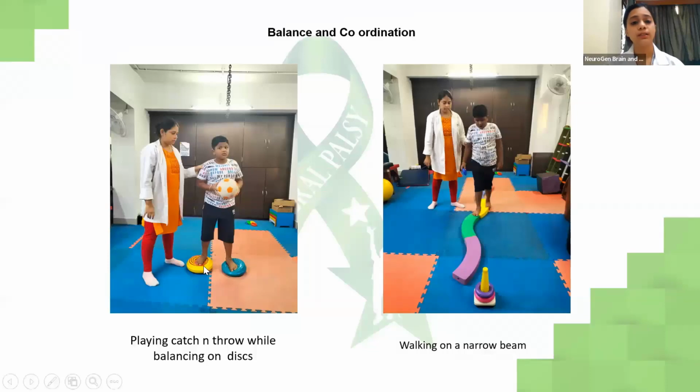Moving on to the balance and coordination activities. He's standing on a balance disc, and we are expecting him to balance his own body while he plays catch and throw. This will develop a lot of balancing, coordination, attention, and concentration in the child with autism. Walking on a narrow beam, he has to look down. He should not fall to either side. He just has to walk on that path and fix the ring set.